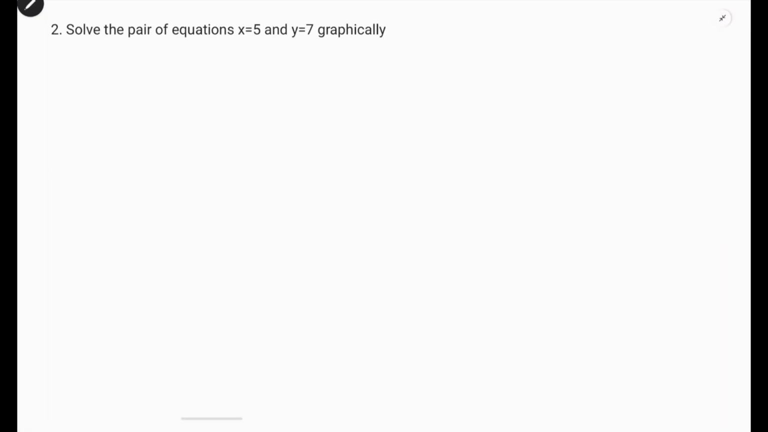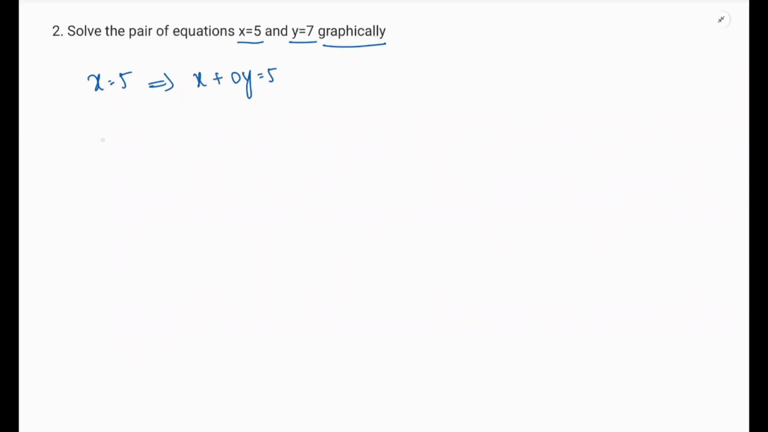Next one, solve the pair of equations x is equal to 5 and y is equal to 7 graphically. Here the first equation is x is equal to 5. We can write this as x plus 0y is equal to 5. Now we will take the x and y values. See, in this equation x plus 0y is equal to 5.